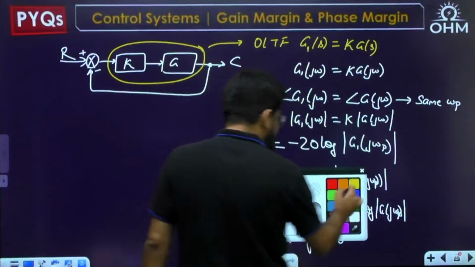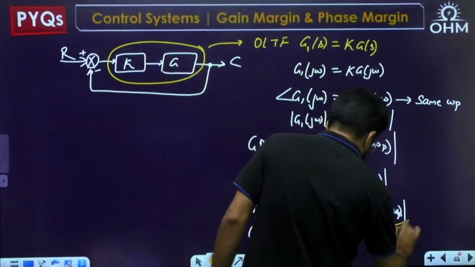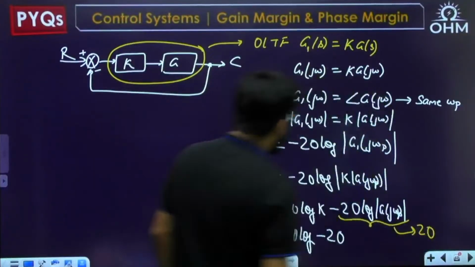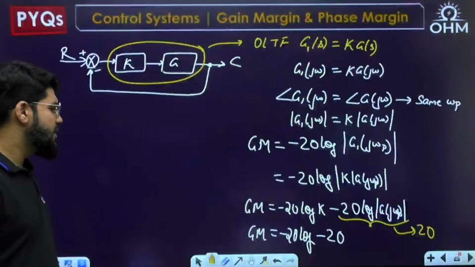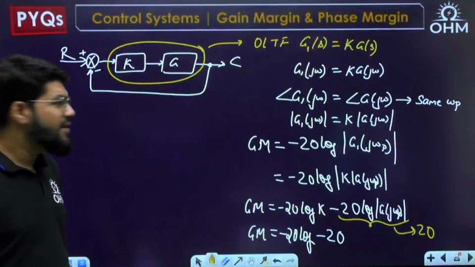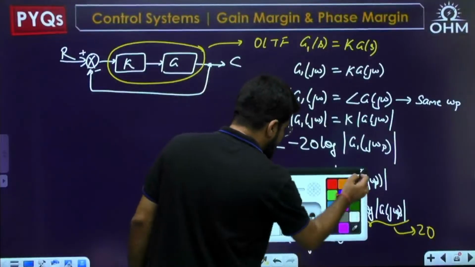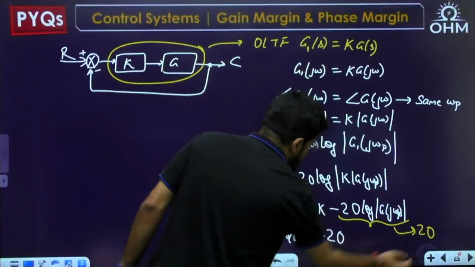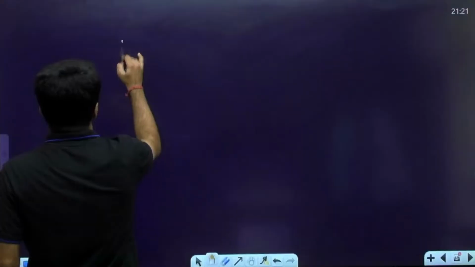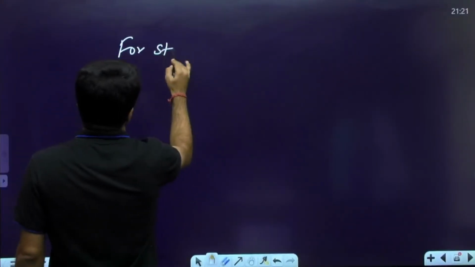Okay, this much value, as I've already told you earlier, is 20. I've written it earlier. This much value is 20. So now with the gain K in the feed forward path, gain margin is minus 20 log K minus 20. Okay, and you want the system to be stable now, at least.